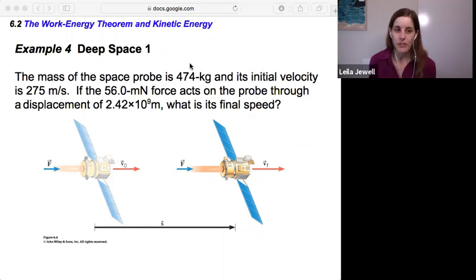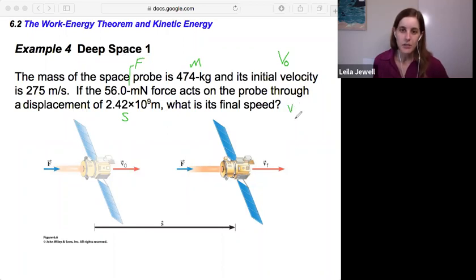So we note that we're given the mass, we're given the initial velocity, which is going to be our v sub 0, and we're given the net force that acts on it, because it's the only force acting on it. That's the advantage of being in outer space. You're pretty isolated from other forces. And then finally, we have the displacement s. So this is a good amount of things that are provided here. What are we trying to solve for? Final speed, that's going to be our v sub f.